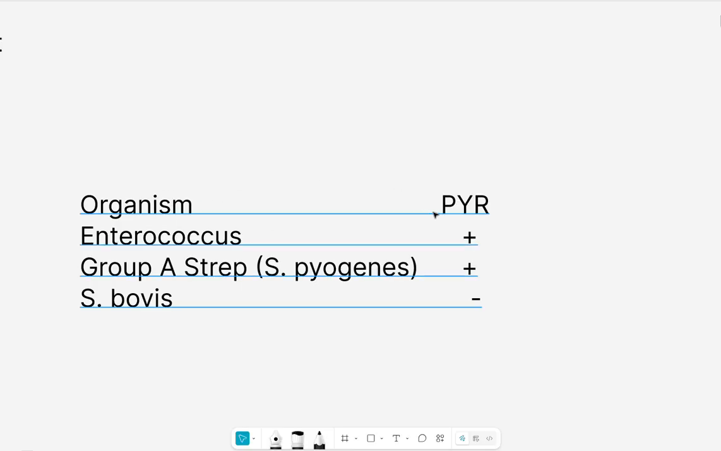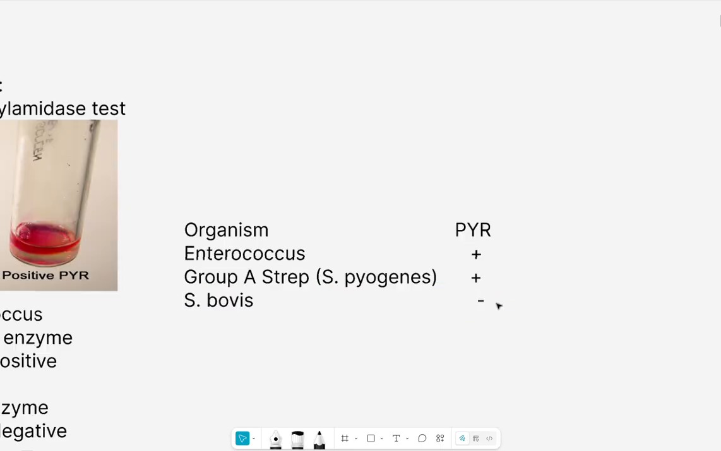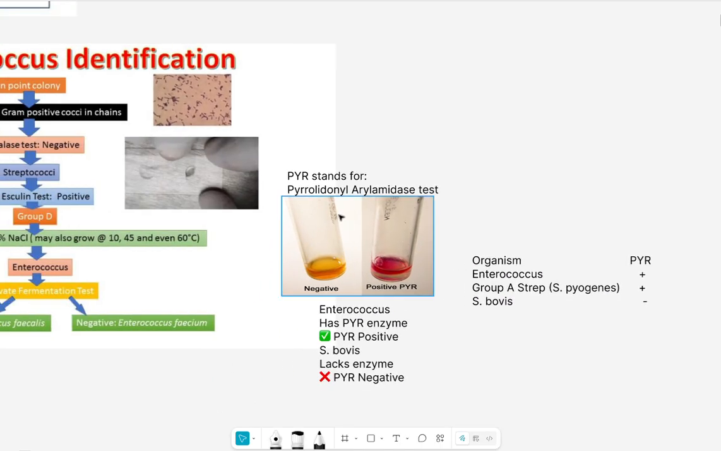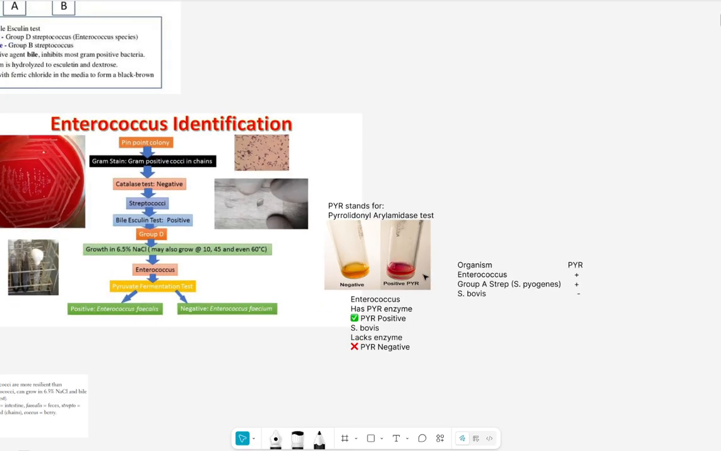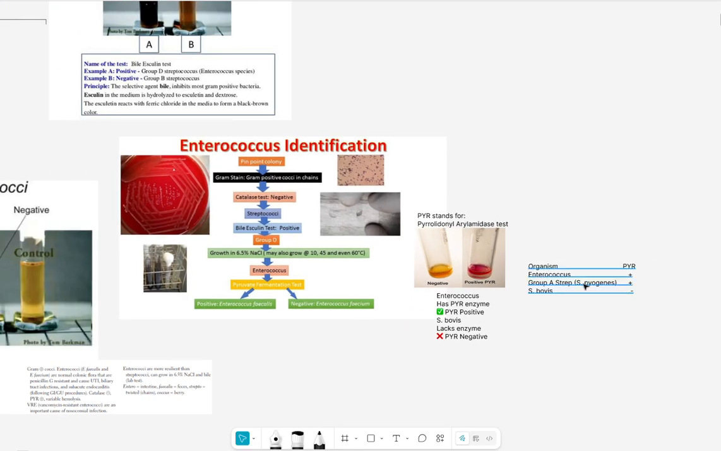So organism, PYR positive or negative. Enterococcus is PYR positive. Group A strep, S. pyogenes, is also PYR positive. We saw it in the previous video. And S. bovis is PYR negative, right? That's how it looks. The positive one becomes red. Enterococcus and group A strep, S. pyogenes, is also positive.